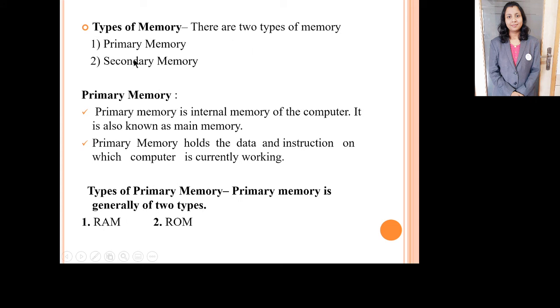Now, types of memory. What are the types of memory? There are two types, primary and secondary memory. What is primary memory? It is the internal memory of the computer, also known as main memory. Primary memory holds the data and the instructions on which the computer is currently working. There are again two types of primary memory, that is RAM and ROM.